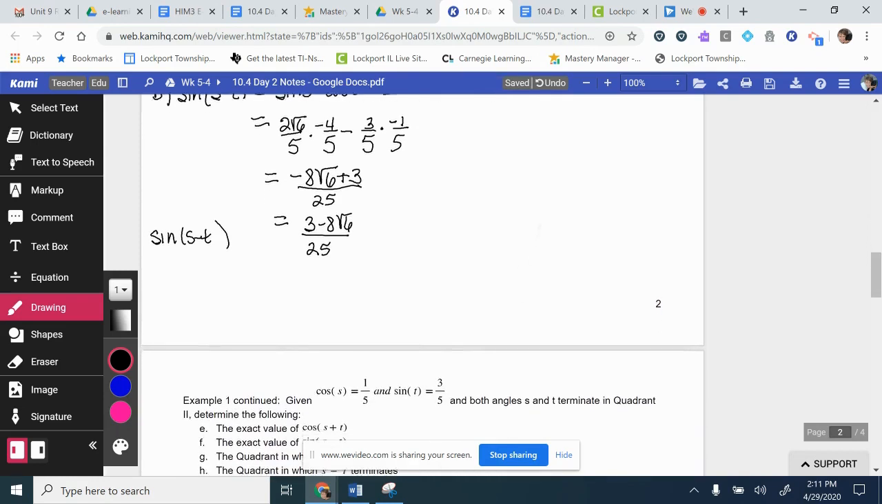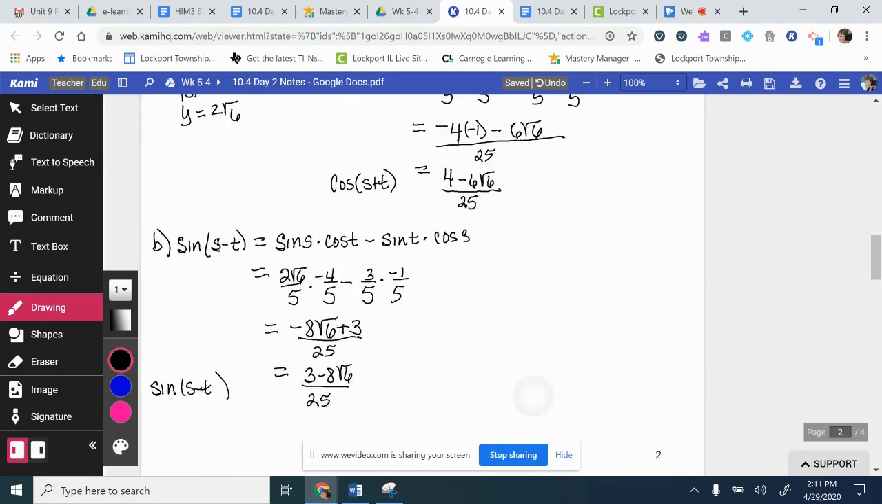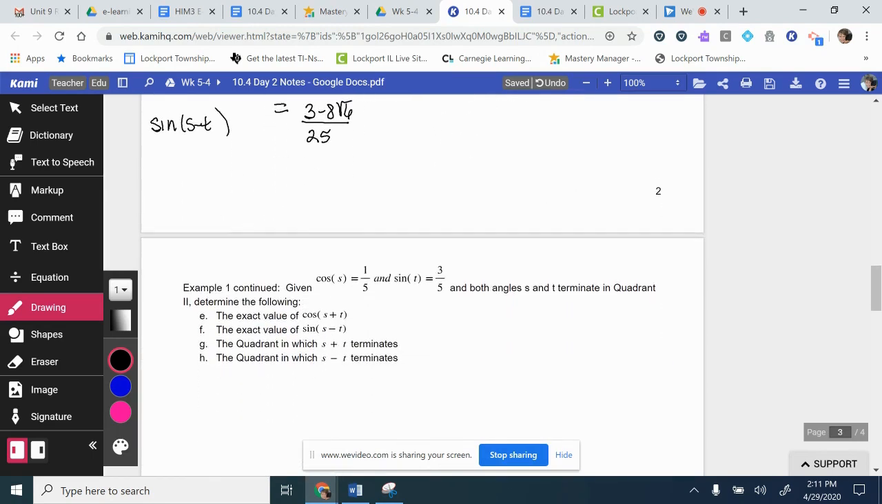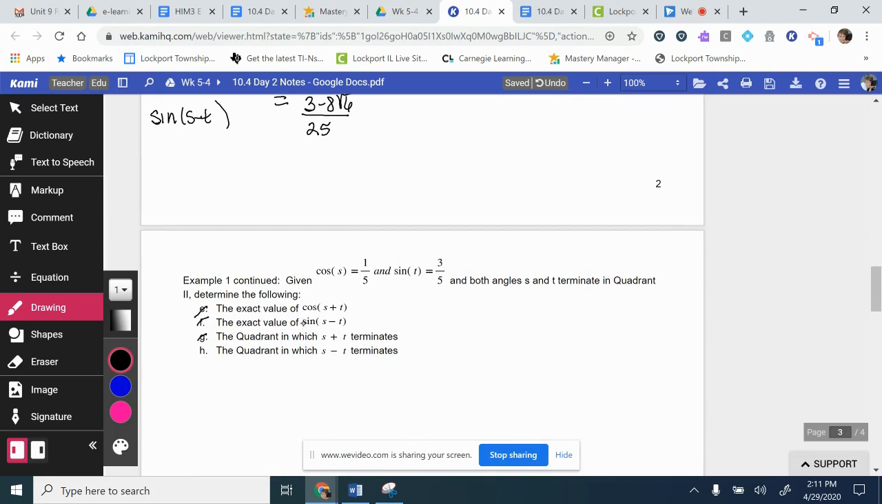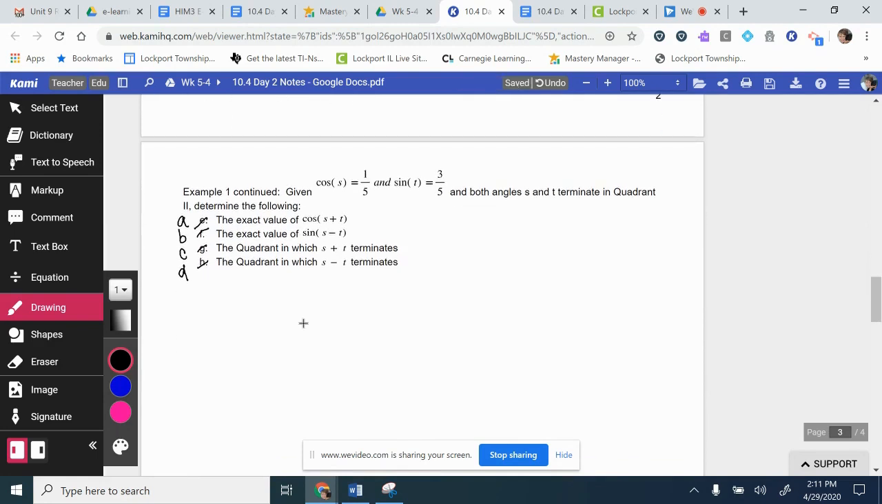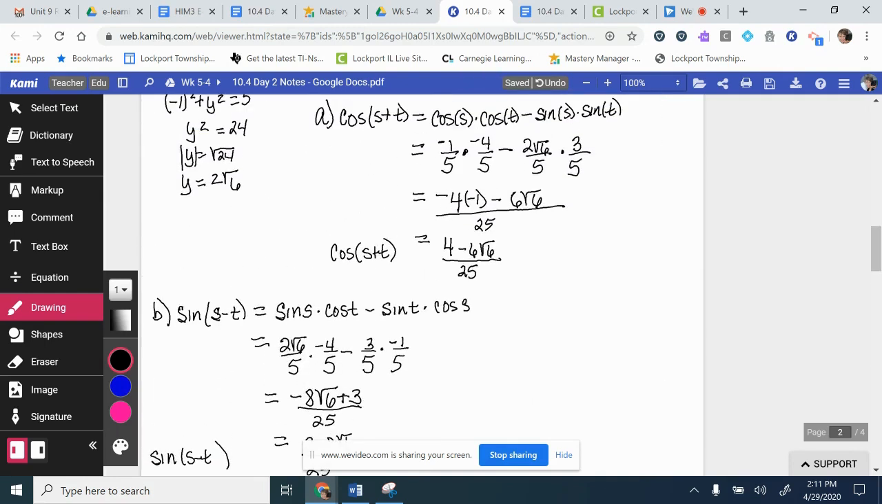All right, the next question asks, maybe I'm trying to, yeah, we'll just flip back. So now we're going to answer part C. In which quadrant does the s plus t angle terminate? Well, we need to go up and investigate our cosine of s plus t. And we get that this value clearly will be negative.